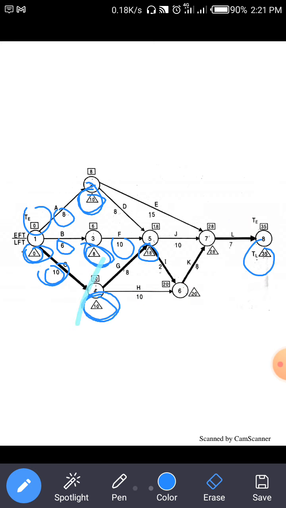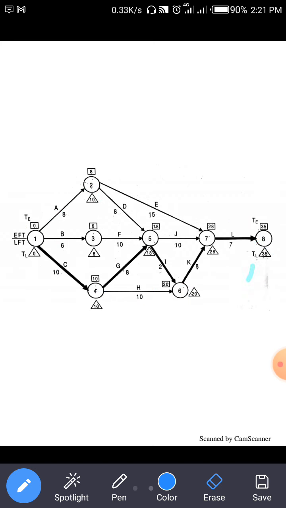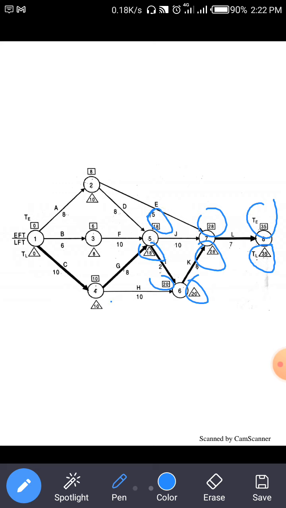Clear? So now as per the rule, the critical path is the maximum longest path. In other words, if the T and TL values are the same, then the path passing through is a critical path. So here the T and TL values are the same, like 35 and 35 both are the same. Similarly here 28 and 28, here 20 and 20, 18 and 18, 10 and 10. Similarly, the T and TL values 0 and 0 are the same.